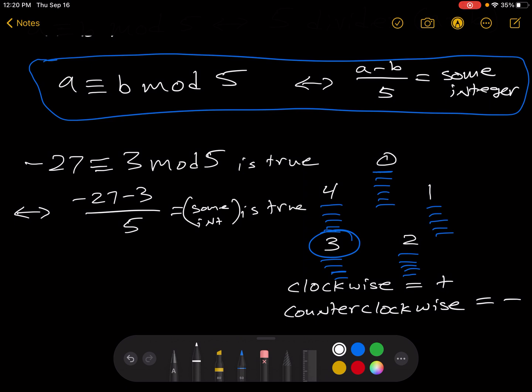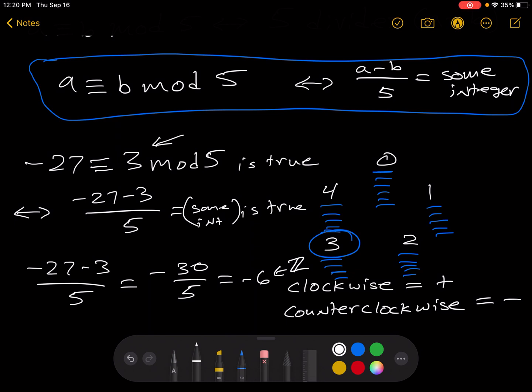Okay, so let's check. Is negative 27 minus 3 over 5 some integer? Negative 27 minus 3 over 5 would be negative 30 over 5, which is negative 6. Negative 6 is an integer. So in fact, yes, this is correct. See how I did that?